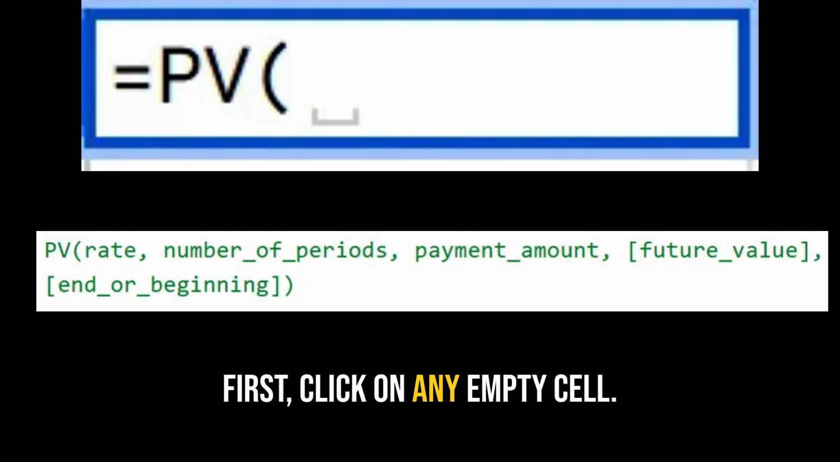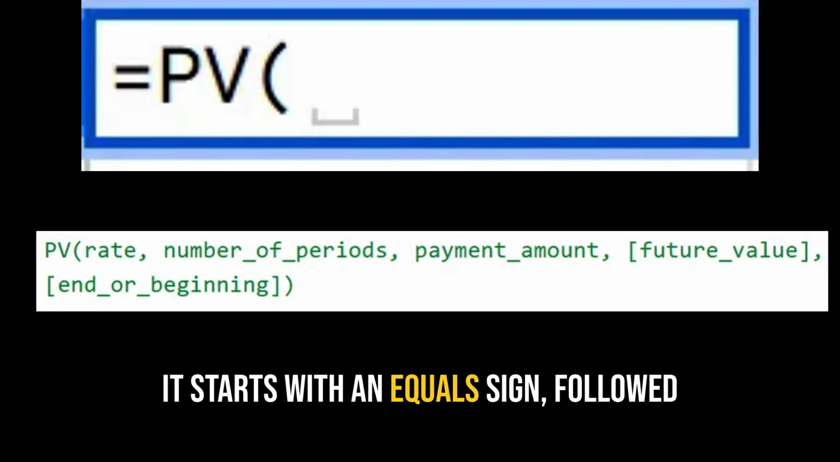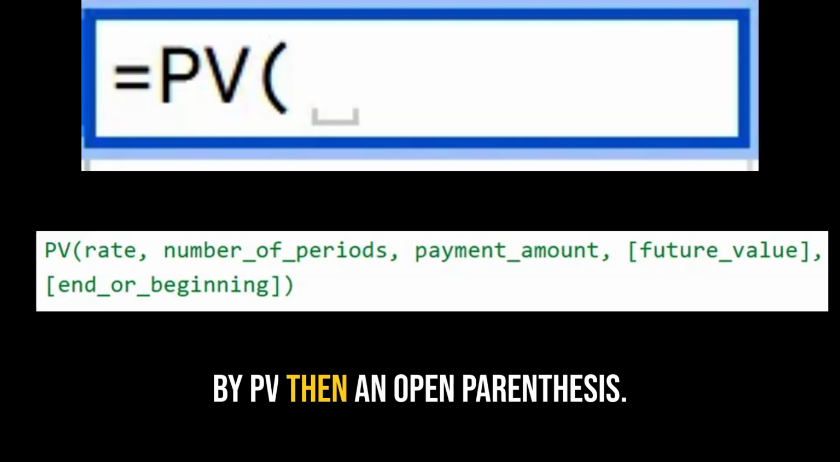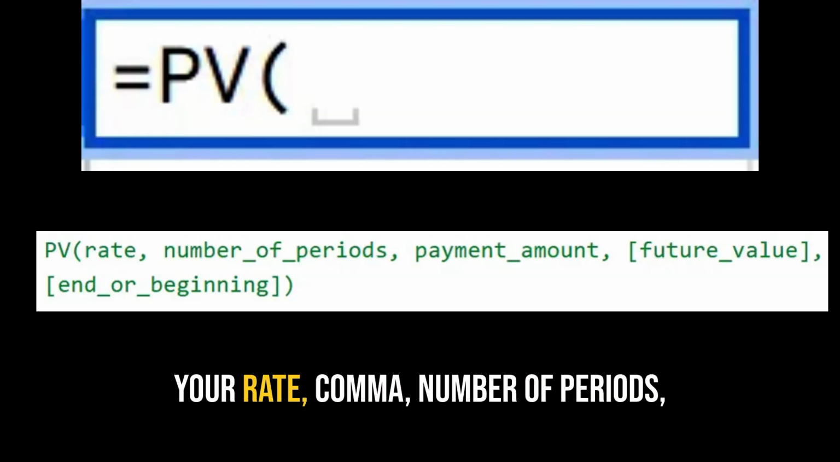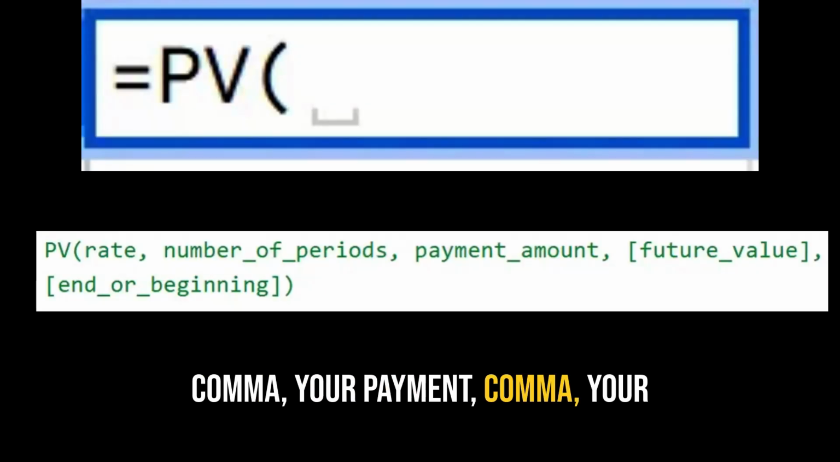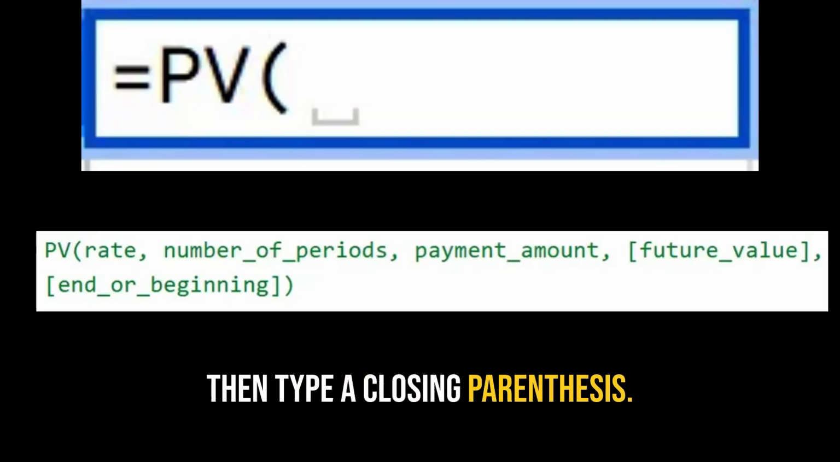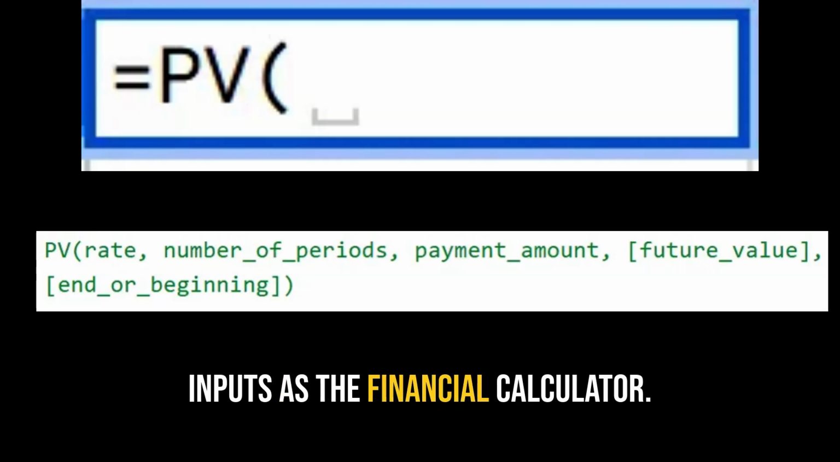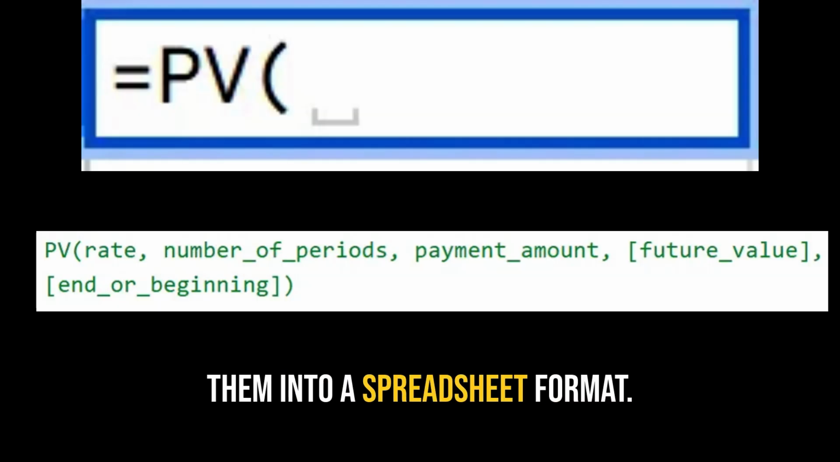Google Sheets makes this calculation incredibly simple with its built-in PV function. First, click on any empty cell. Then, type the formula. It starts with an equals sign, followed by PV, then an open parenthesis. Inside the parenthesis, you input your rate, comma, number of periods, comma, your payment, comma, your face value or future value, and then type a closing parenthesis. Note that these are the same inputs as the financial calculator. However, we now are just inputting them into a spreadsheet format.